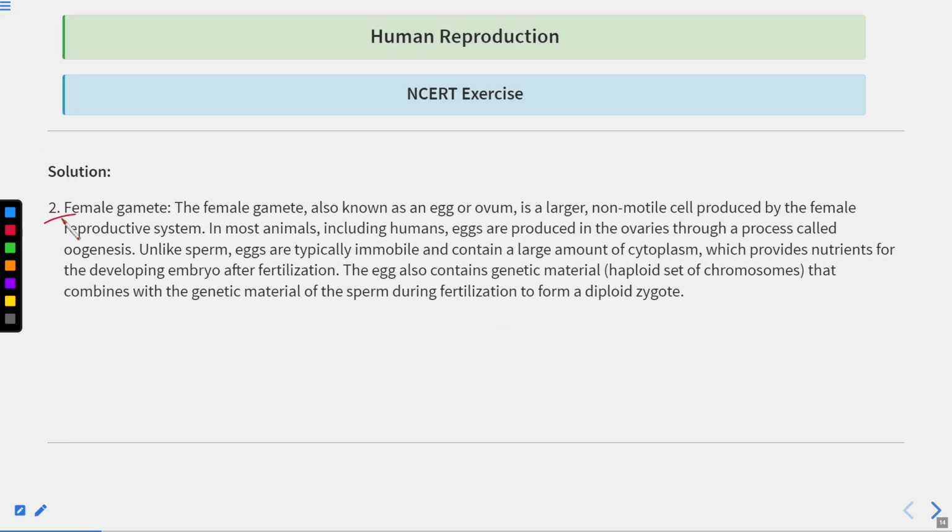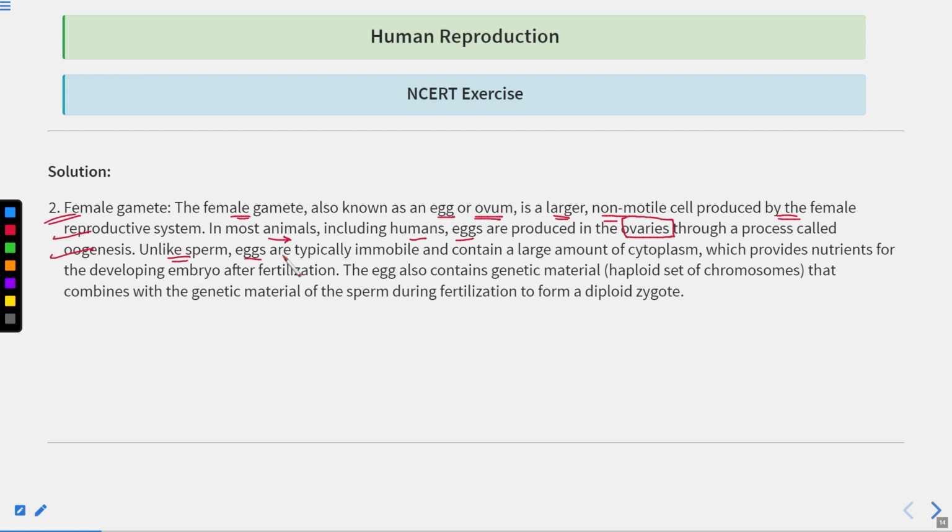Okay, let's talk about the female gamete. The female gamete is also known as the egg or the ovum. It is large and is a non-motile cell produced by the female reproductive system. Now in most animals, including humans, eggs are produced in the ovaries. So the ovary is the primary sex organ. Testes is the primary sex organ in males. Ovaries is the primary sex organ in females. This is produced through oogenesis, which takes place in the ovary.